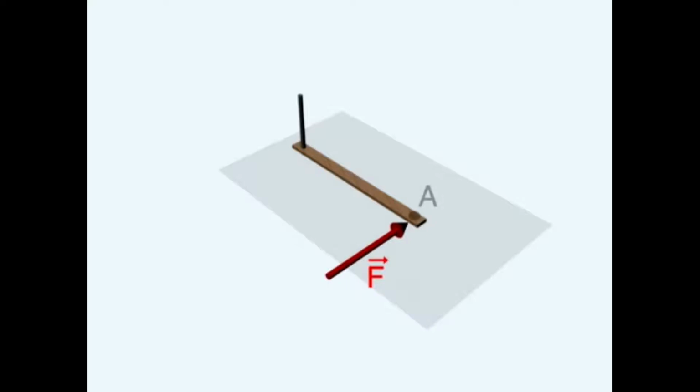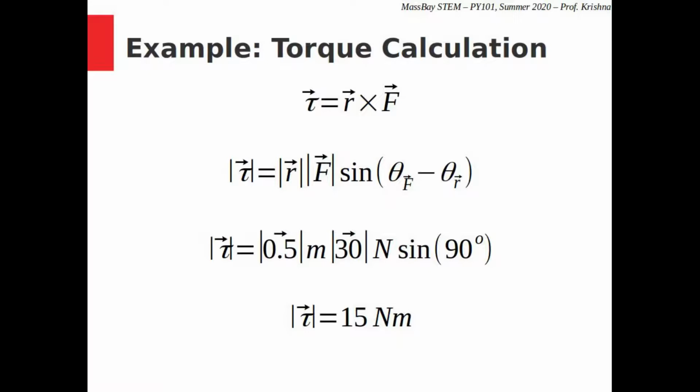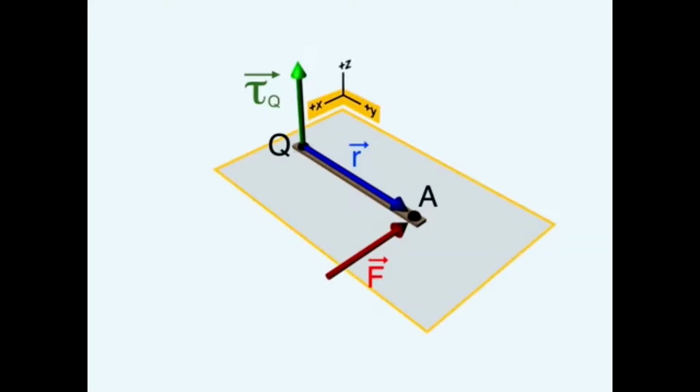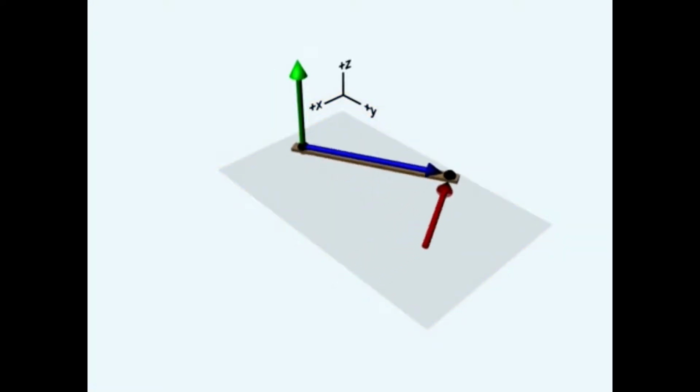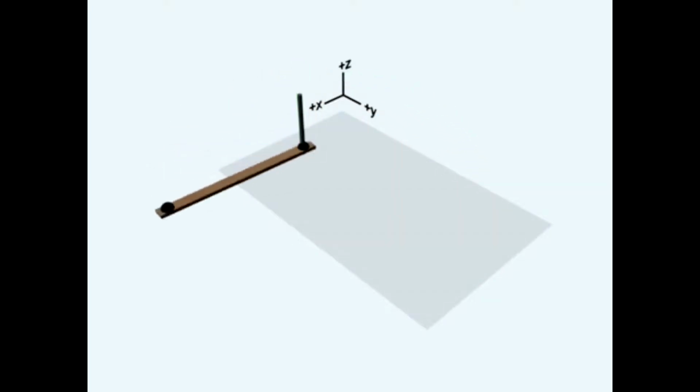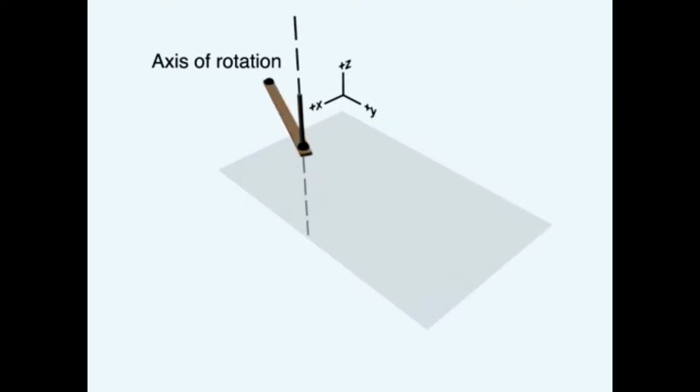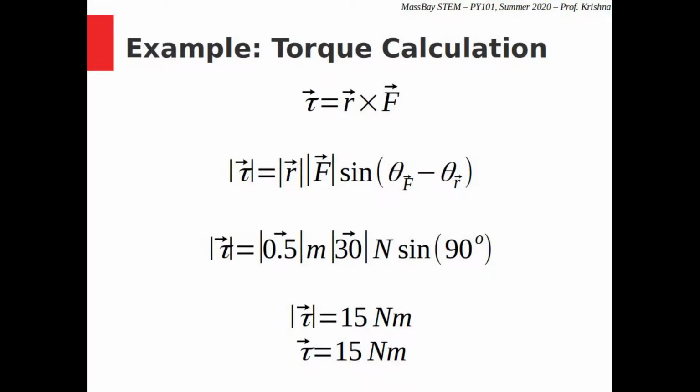In this example, we see a force of 30 newtons being applied a distance of 0.5 meters from the center of rotation. The angle between the lever arm and the force is 90 degrees. The size of the torque is therefore 0.5 meters times 30 newtons times the sine of 90 degrees. That works out to a torque of 15 newton meters. Counterclockwise is considered the positive direction, and clockwise is considered the negative direction. Since this torque is causing counterclockwise motion, we give it a value of positive 15 newton meters.